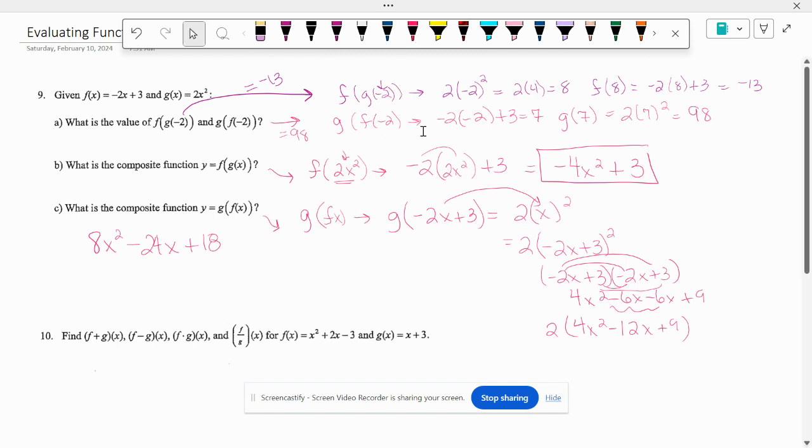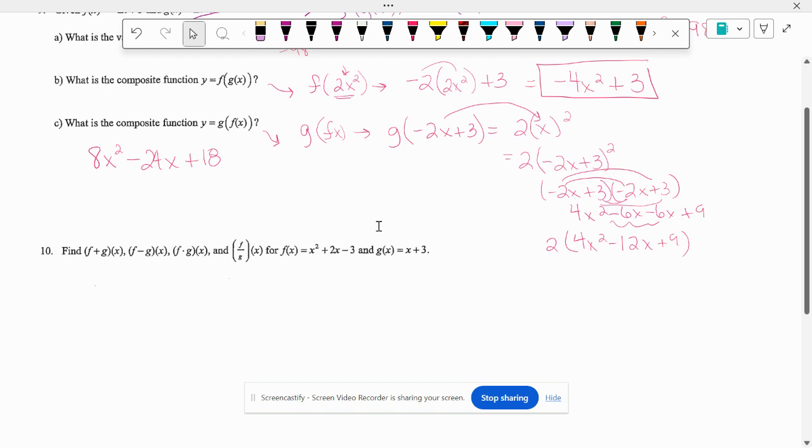So for this last one, you're adding and subtracting the functions. You're going to add f and g of x, you're going to subtract them, then you're going to do the composite. And this is actually multiplying the functions, and this is a division of the functions. So let's add them first. Taking x squared plus 2x minus 3, and I'm adding that to g of x, which is x plus 3. So -3 and a +3 cancel each other out. 2x plus 1x is 3x, x squared.